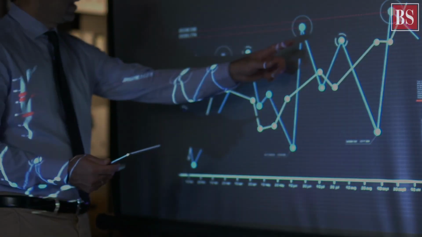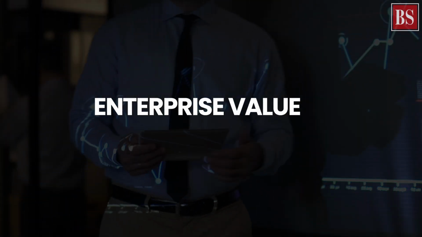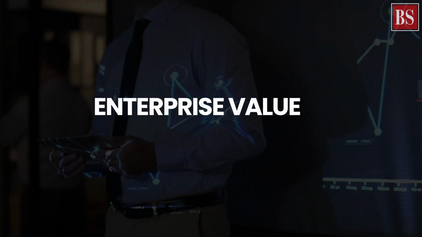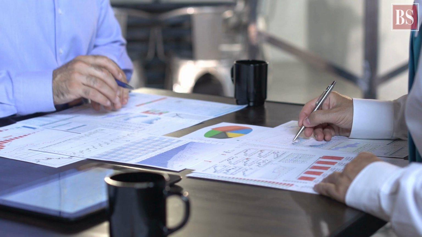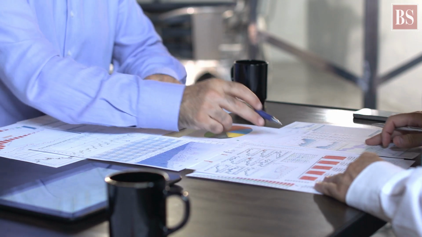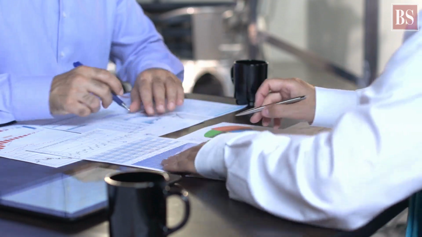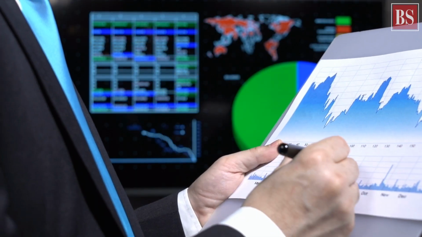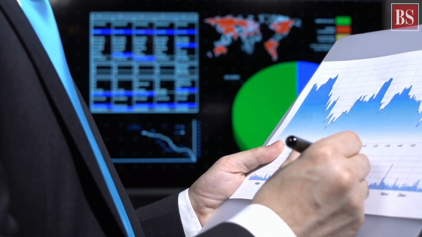Simply put, enterprise value is the entire value of the business without giving consideration to its capital structure, also known as firm value or asset value. Enterprise value is the total value of the assets of the business, excluding cash.